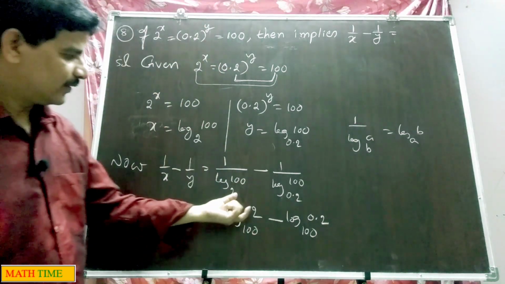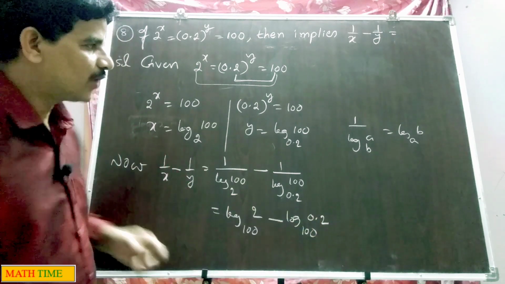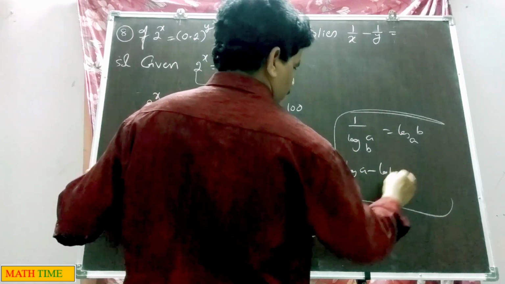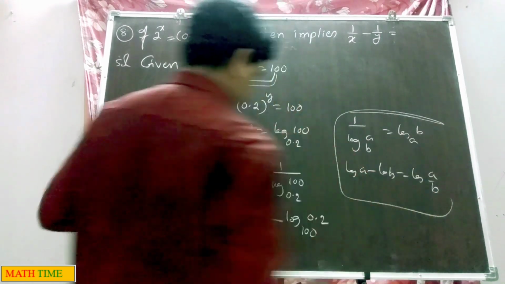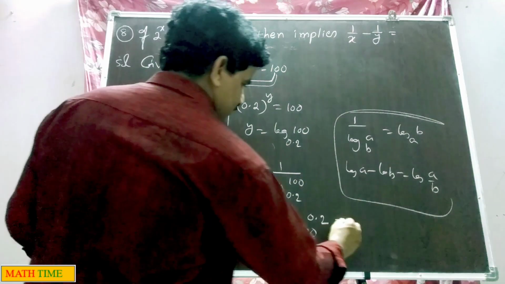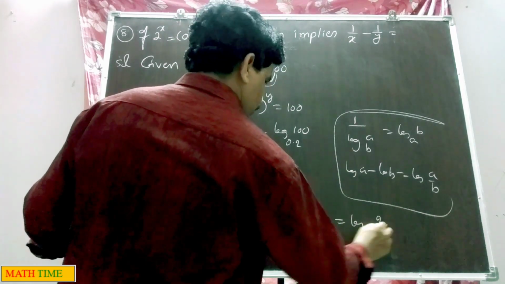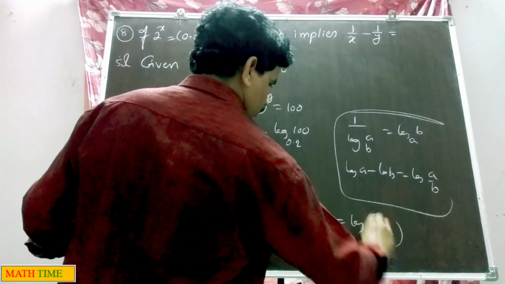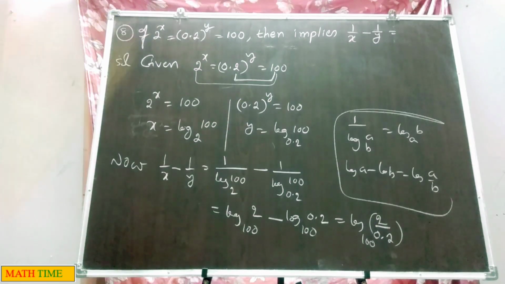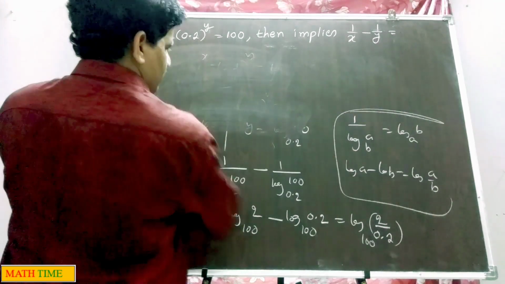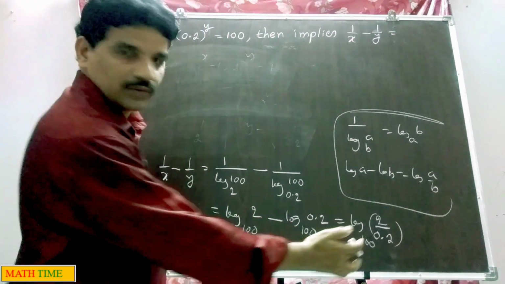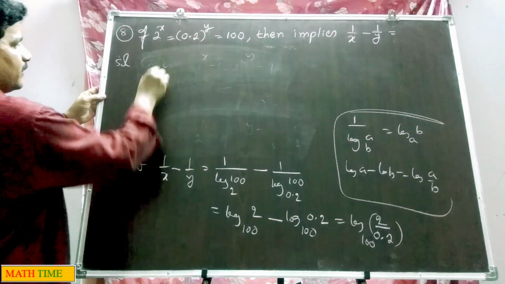Now it looks like log a minus log b. What is log a minus log b? Log a minus log b equal to log a by b. This is log a minus log b, and we are applying log a by b. This equals log 2 by 0.2 to the base 100. What is the value of this? Now I want the value of log 2 by 0.2 to the base 100.